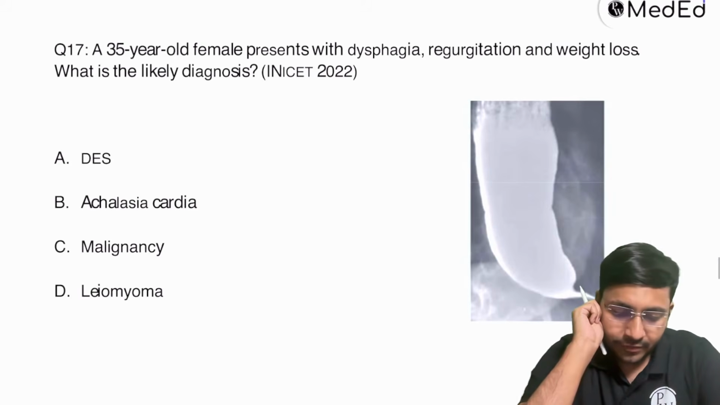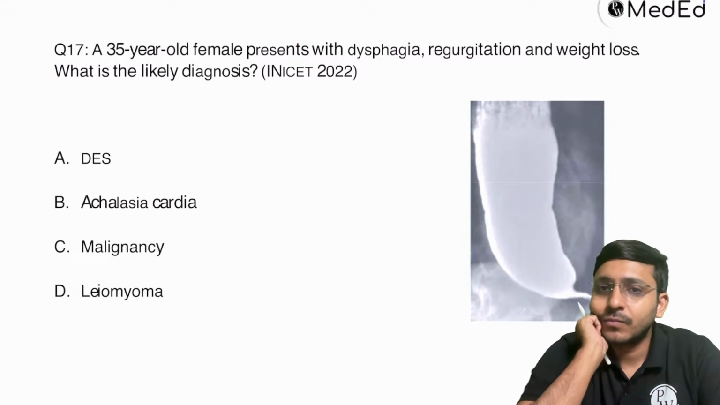Next question. 35-year-old female presents with dysphagia, regurgitation, and weight loss. What is the diagnosis?